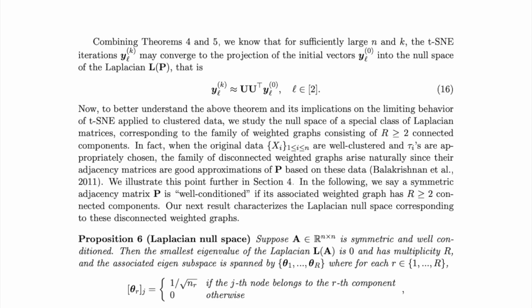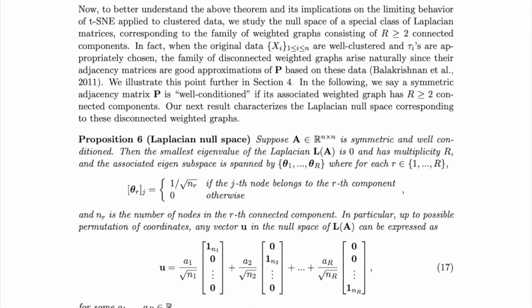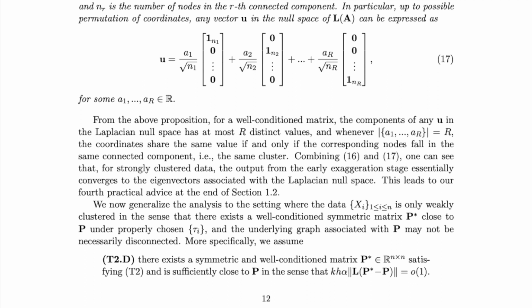Our next result characterizes the Laplacian null space corresponding to these disconnected weighted graphs. Proposition 6, Laplacian null space. Suppose A in R^(n×n) is symmetric and well-conditioned. Then the smallest eigenvalue of the Laplacian L(A) is 0 and has multiplicity r, and the associated eigensubspace is spanned by θ_1, ..., θ_r, where for each j in 1, ..., r, see formula, and n_j is the number of nodes in the j-th connected component. In particular, up to possible permutation of coordinates, any vector u in the null space of L(A) can be expressed as the following formula for some a_1, ..., a_r in R.